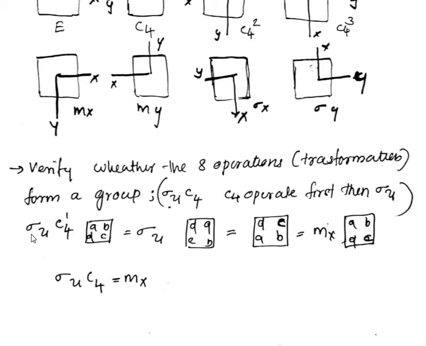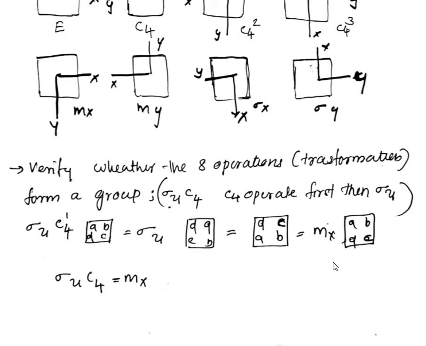So when we check for that, sigma u and c4 1 are acting on a b c d. First the c4 1 should operate on a b c d. So a will become b here, so it rotates by 90 degrees. So a b c d like this will transform like this. Then sigma u is acting on this. Sigma u is a diagonal operation, so d and b are unchanged, and we can interchange c and a. So this is d b, c and a.